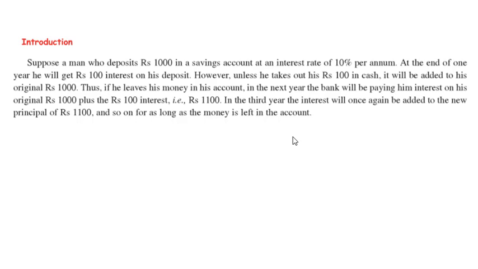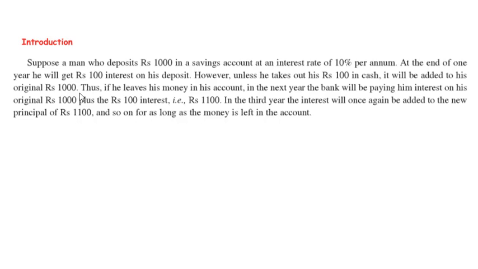You can calculate interest by the formula PRT upon 100. So your principal is 1000 rupees, rate of interest is 10, and period is 1 year. So PRT upon 100 gives me rupees 100. Now this is my interest and it is in the account if I am not withdrawing. However, unless we take out this rupees 100 in cash, it will be added to this original rupees 1000.